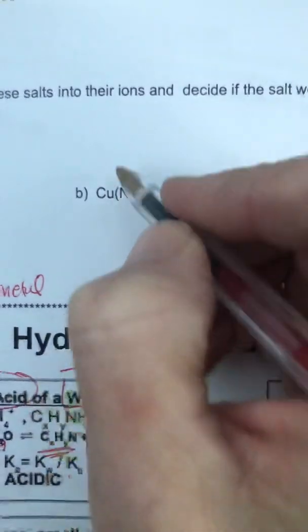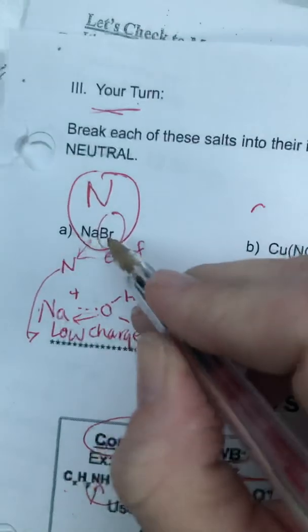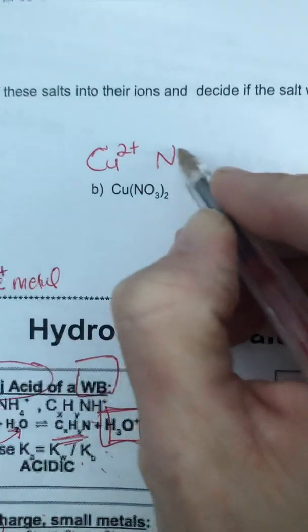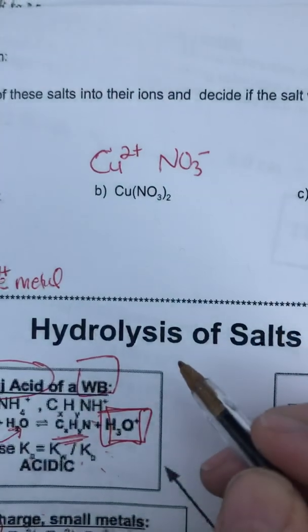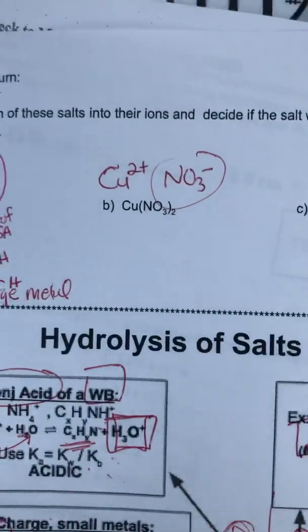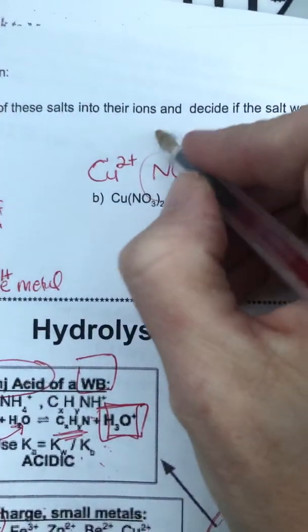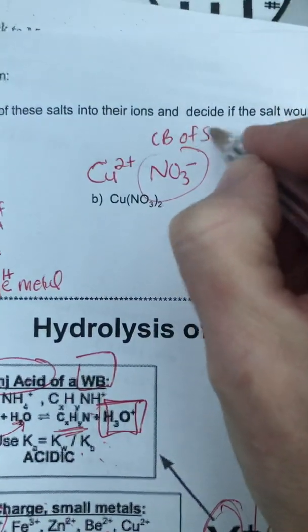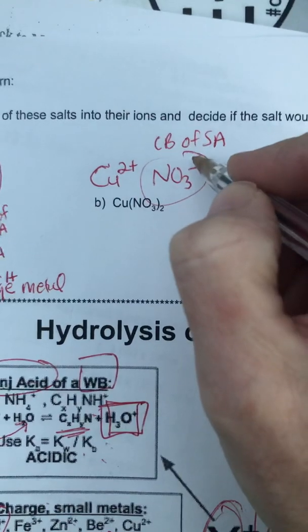What about this guy? So you first, and I didn't say this here, but I'm going to say it here, you got to break it into its ions. Copper 2 plus, NO3 minus. You got to look at them individually. So nitrate, well, it's an anion, so it's a conjugate base. Is it from a strong acid or a weak acid? Of course, that's from a strong acid, so that's going to be neutral.